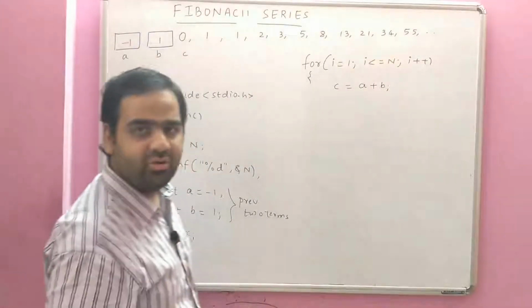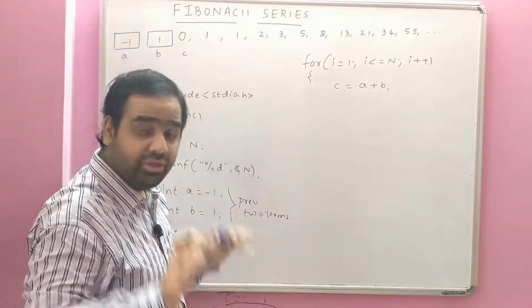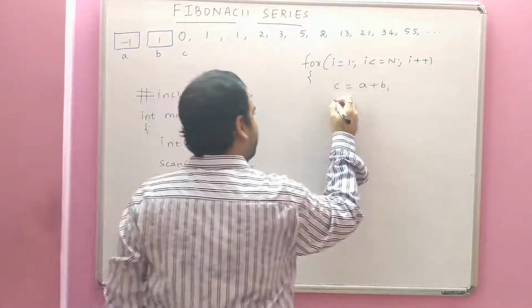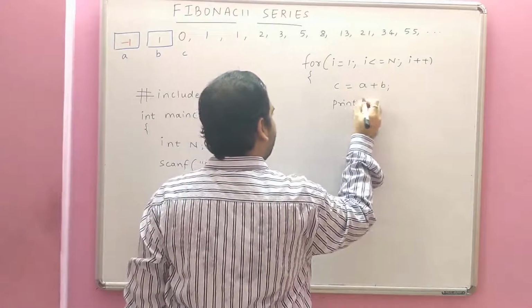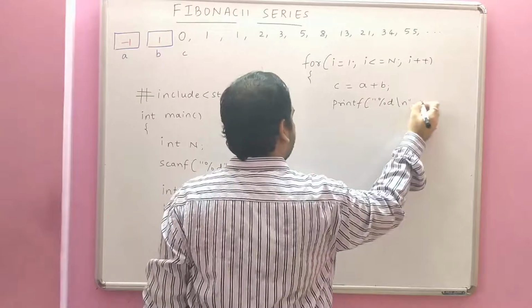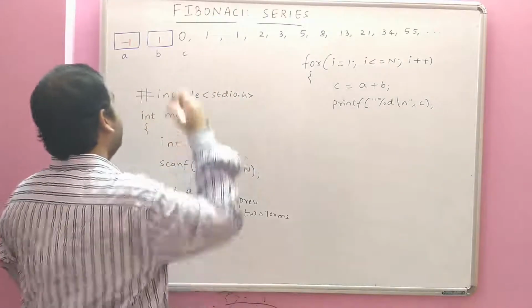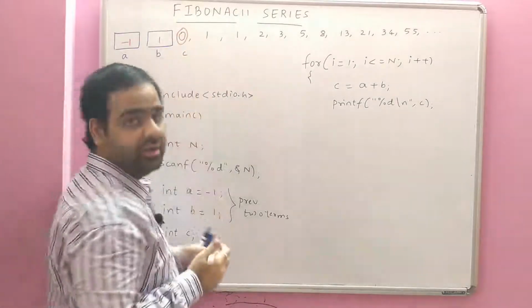We say C is equal to A plus B. That's very simple. Therefore, the value of C will become 0. Now, since this is the first term of the Fibonacci series, you need to print the value of C. We say printf("%d", C). We have printed the first value of C. Now, what is the value that is being printed? It is the 0 that is being printed.